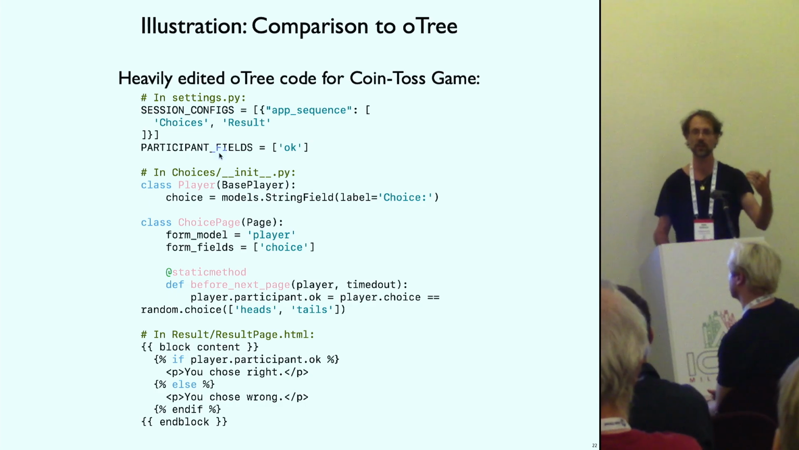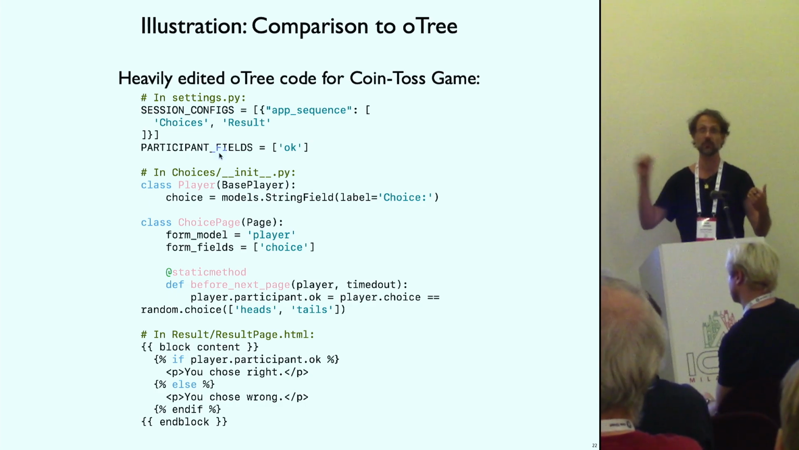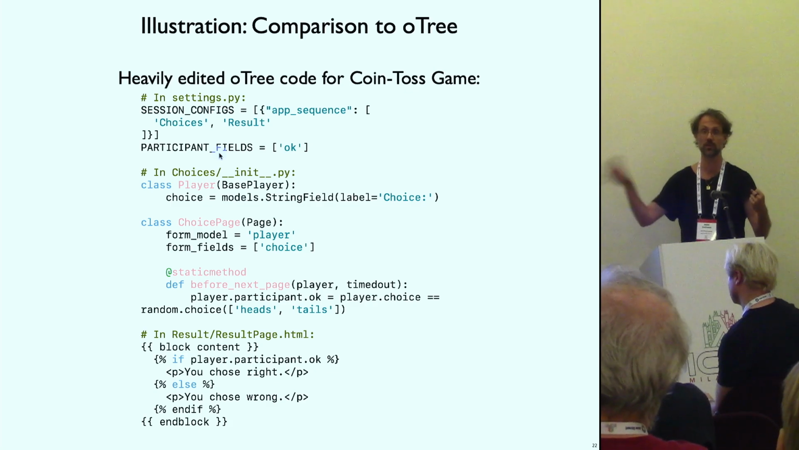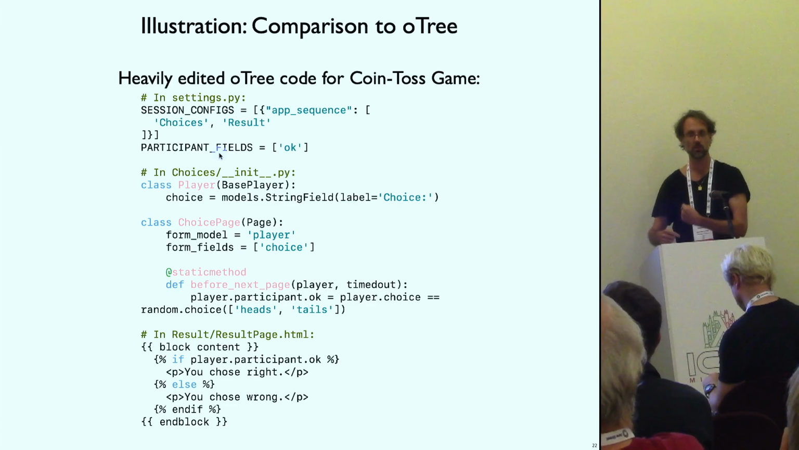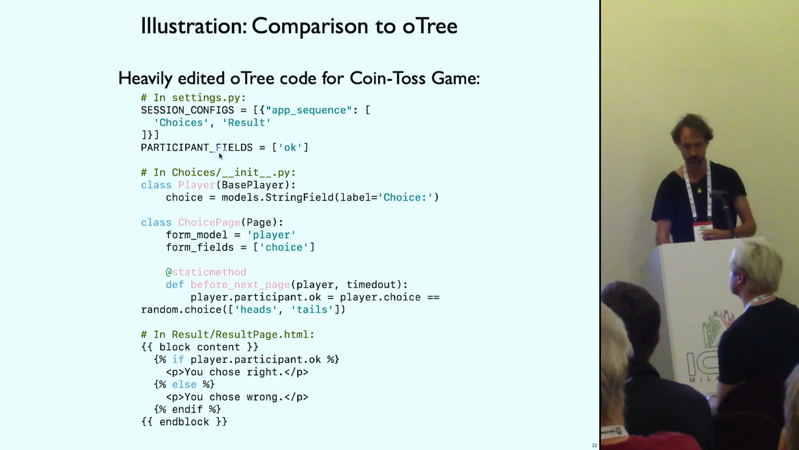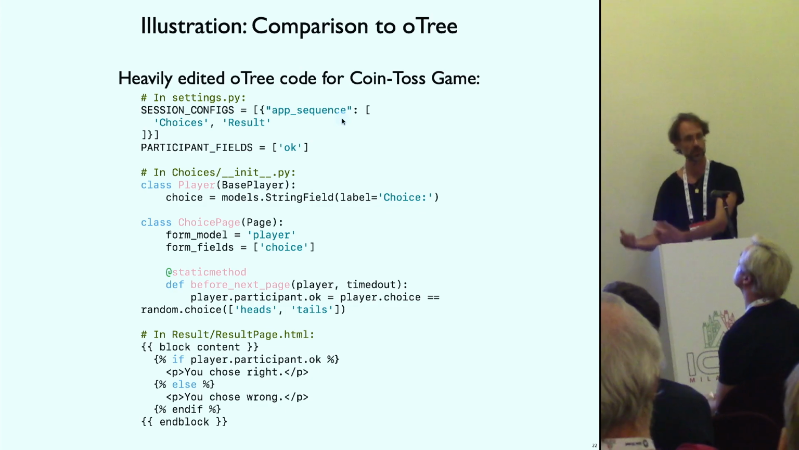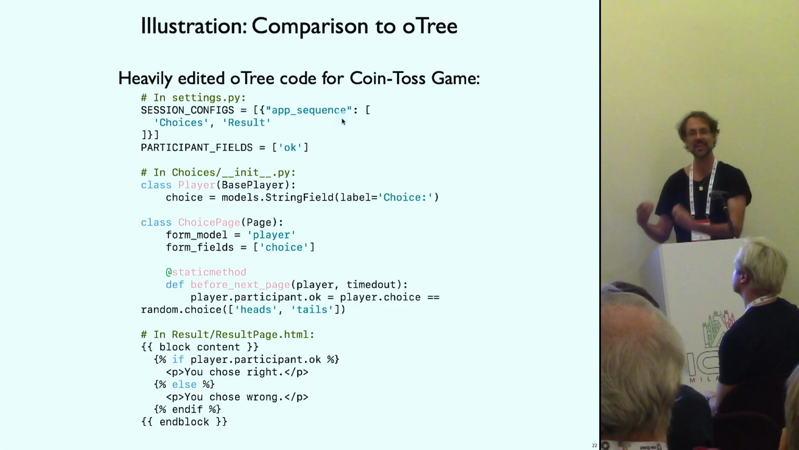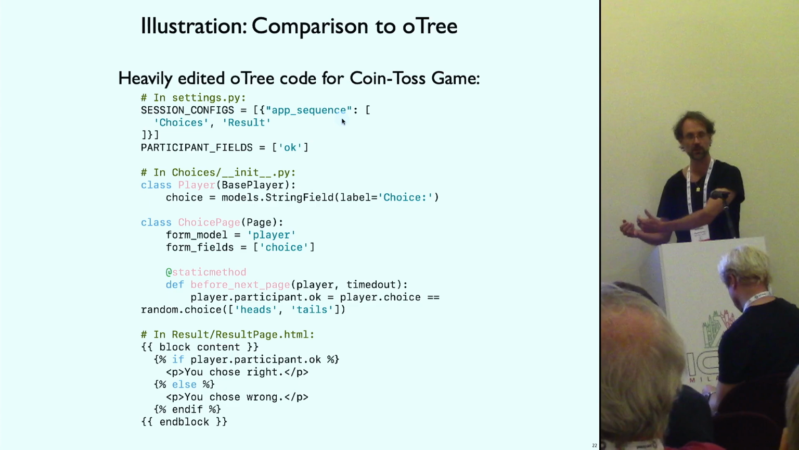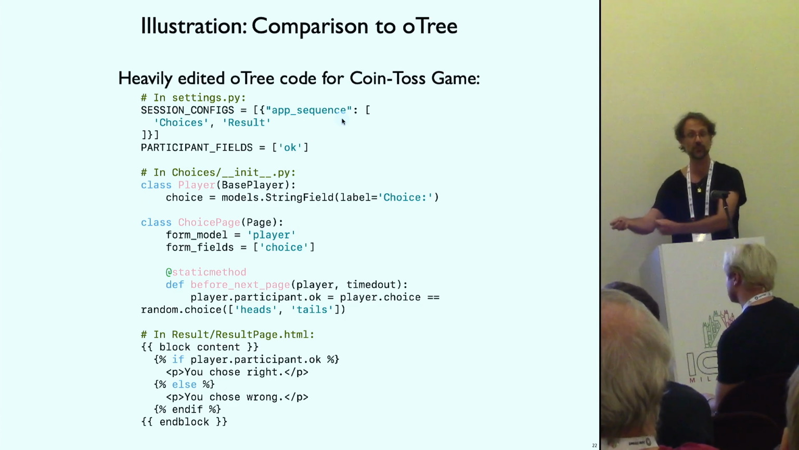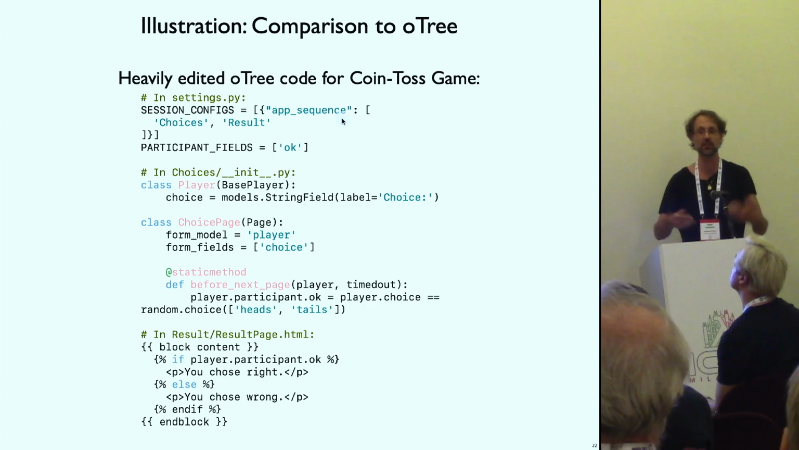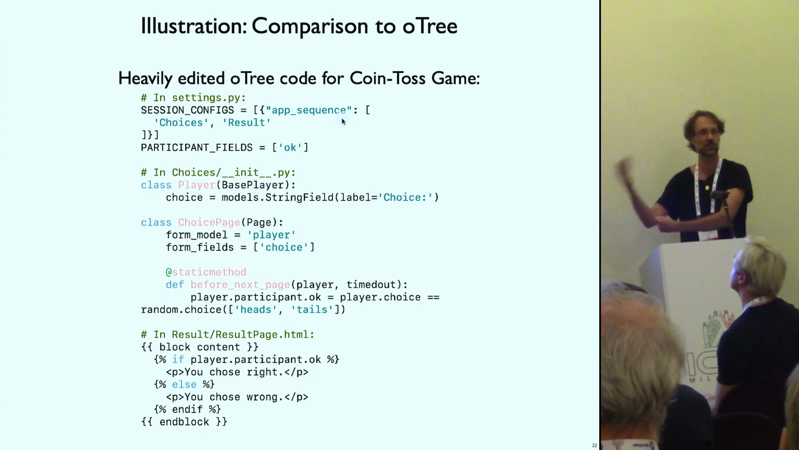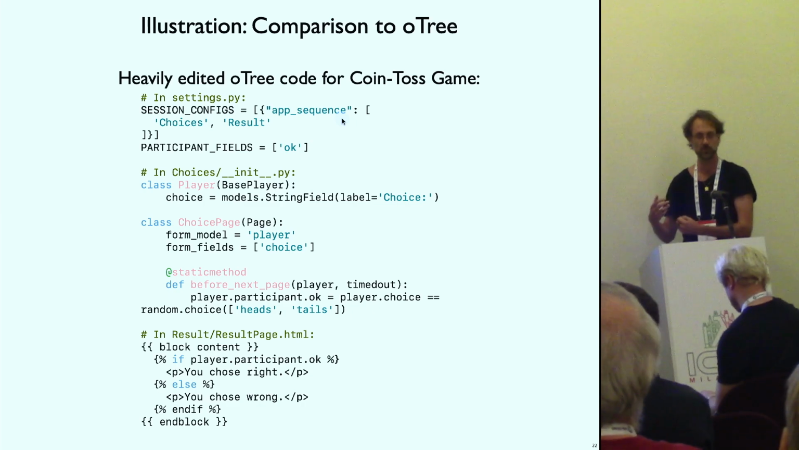In the settings file, I have to say, please make a field in the database called OK, which can be called via this mechanism. Why? This is so that these different apps, which is how O-tree thinks about studies, can share this variable and therefore pass on the data from one to another. And if you can't share the data, then you cannot make later stages depend on what I did before. Then I wouldn't be able to do that.